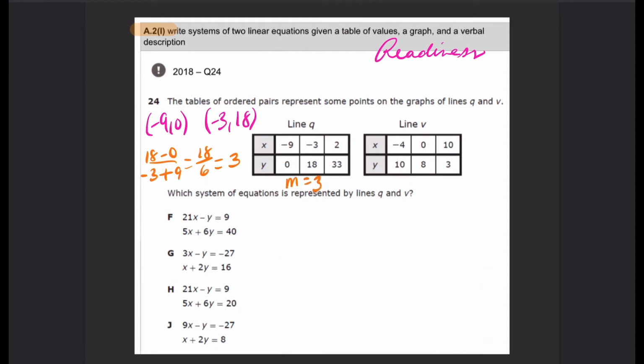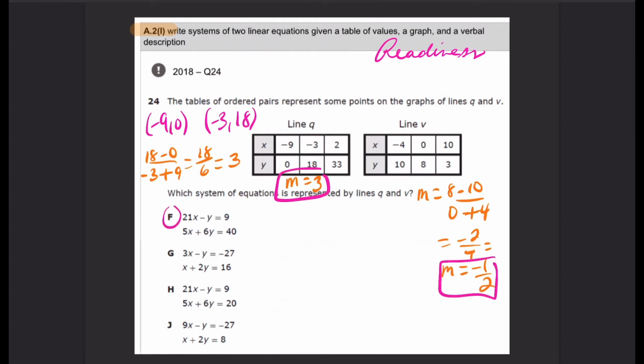Let me find the slope for line V. I'm going to use these 2 points. So it is y2 minus y1 over x2 minus x1. My slope for line V is negative 1/2. So these are the two slopes that I am looking for. I'm going to start with F and go down and see which one of those two equations has a slope of 3 and negative 1/2. I'm going to start with this equation. I'm going to solve for y.